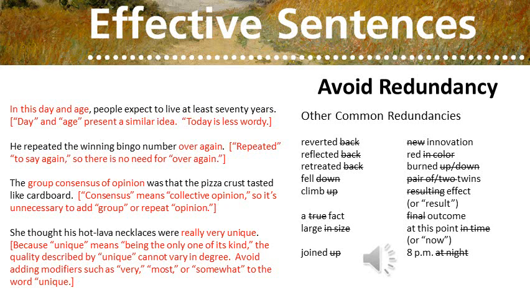Burned up or burned down, burned. That's all you need to say. A pair of twins or two twins. You don't need to say a pair. You don't need to say two. Twins are always going to be two. Resulting effect, right? That's the effect is always the result of something. Resulting is not necessary. Final outcome, an outcome is final, so there's no reason to say that. At this point in time, just use now, really. And then 8 p.m. at night. PM communicates that it's at night. So these are just the small things you can do to clean up your writing.